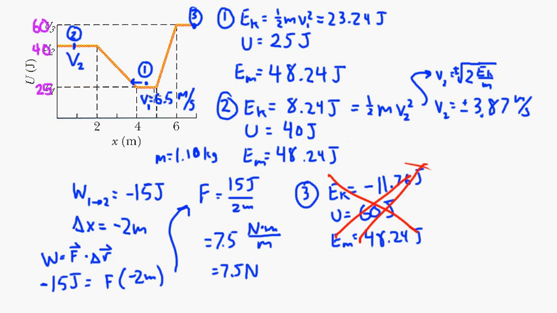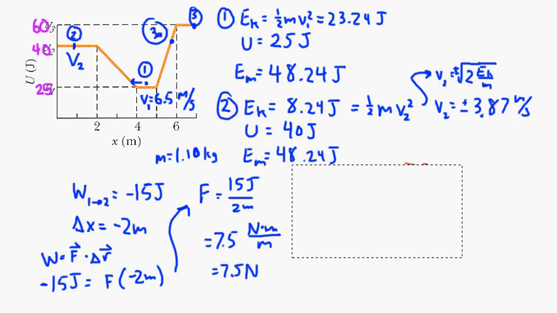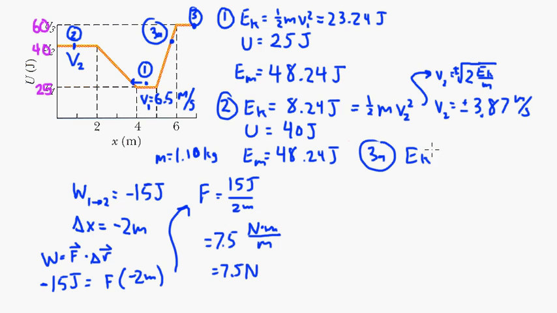How far up does it get? Well, there's some point, I'm going to call this 3A. In fact, I'm going to erase 3 because it's just taking up space that I need. Okay, so at point 3A we have kinetic energy equal to 0, and potential energy equal to something, and the mechanical energy is going to be 48.24 joules, which means the potential energy has to be 48.24 joules.